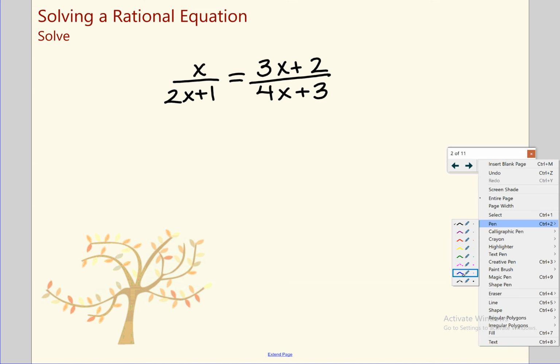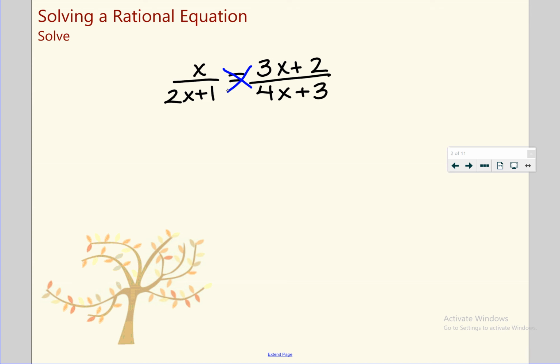Then you're just going to have to be careful with your algebra, but nothing crazy is going to happen here. So we're going to cross multiply. Make sure you might be distributing, you might be foiling on these. Actually, let me write it out. x times 4x plus 3 is going to be one side, and then 2x plus 1 is going to be multiplied by 3x plus 2 on the other side.